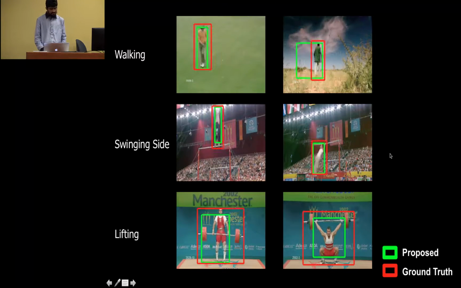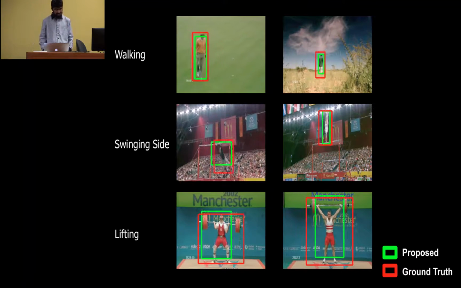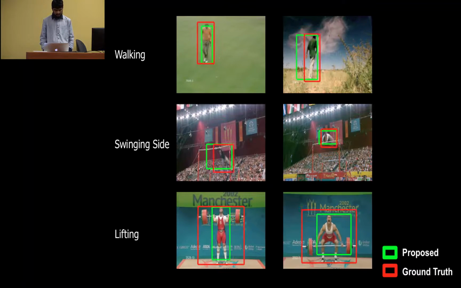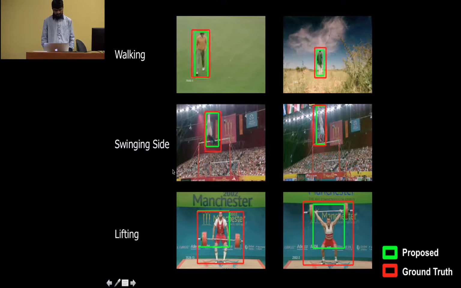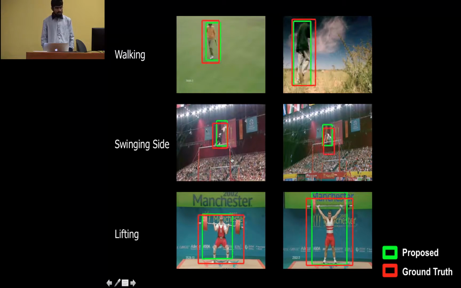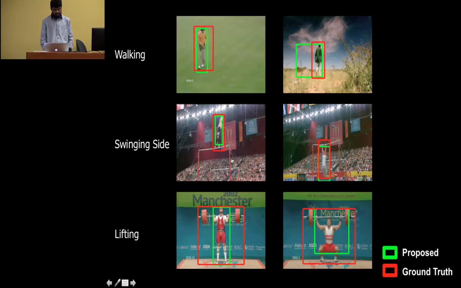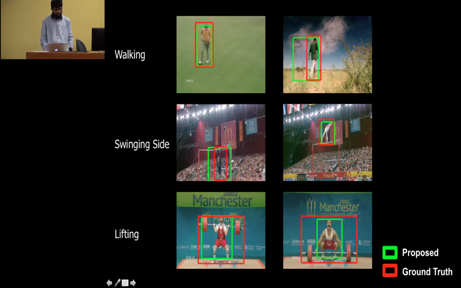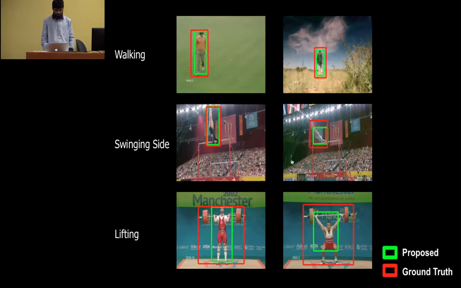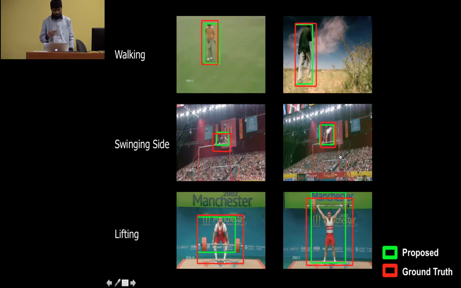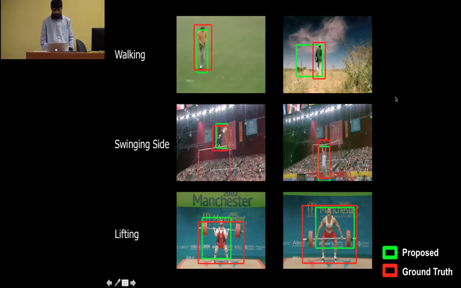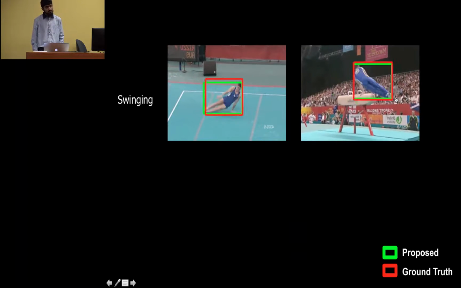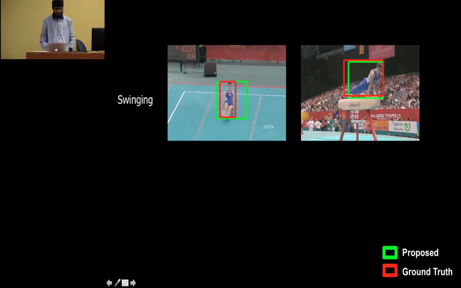Here are some more examples of walking, swinging side, and lifting. And here you can see that in the swinging, for example, in the swinging side, the person is going through a drop motion, with very small size and huge articulation in shape, but still we are able to localize the action quite well across the whole video. And here are some more examples from the same data set, from the swinging.